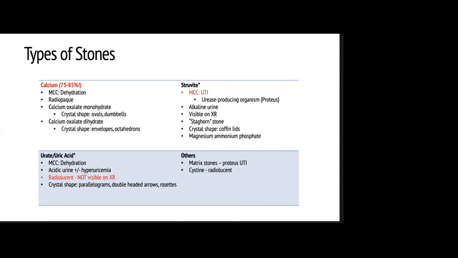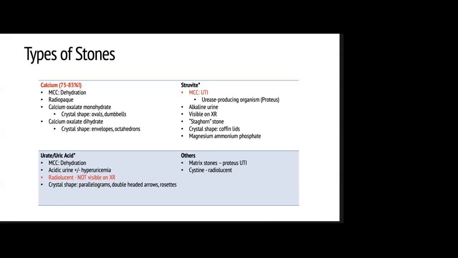So if you're looking at a urine specimen and you see ovals or dumbbells, you can tell it's a calcium oxalate monohydrate type of stone or crystals present. The dihydrate tends to form octahedrons or envelopes. The second most common type of kidney stone is uric acid. Again, the most common cause is dehydration, but this forms in an acidic urine in patients who have hyperuricemia or increased supersaturation of uric acid. The one difference from the calcium-based stones is that these are radiolucent, meaning that you cannot see them on KUB or X-ray, and their crystal shapes tend to be parallelograms.